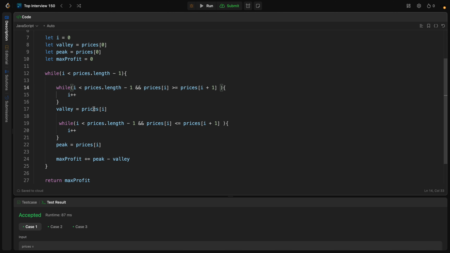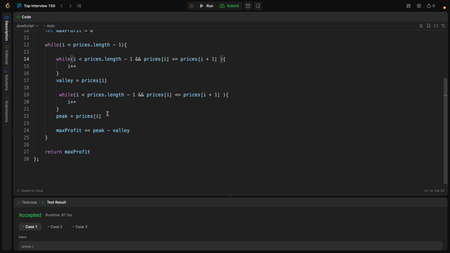After that we want to find the value. Here we are trying to find the value. The inner while loop increments I until we find the price that is lower than the next day's price. This point represents a value or a good buying point. After that we're trying to find the peak. Another while loop then increments I until it finds a price that is higher than the next day's price, indicating a peak or a good selling point.